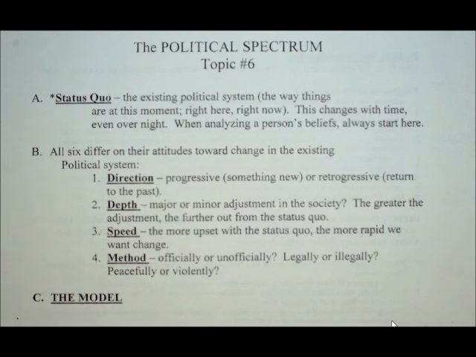Letter A, the status quo, is a very important place to start. The status quo means the way things are at this moment, right here, right now, or in politics, the existing political system. The status quo changes with time. It can even change overnight if you have a movement from one government being overthrown to another government, or one person being elected after one leader has been governing for a while. It can change very quickly.